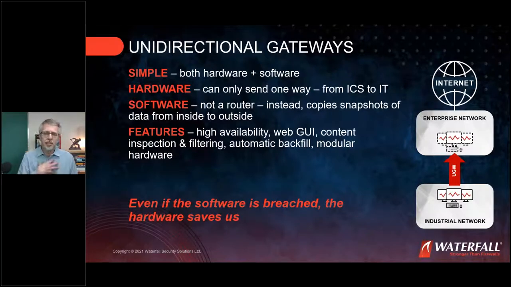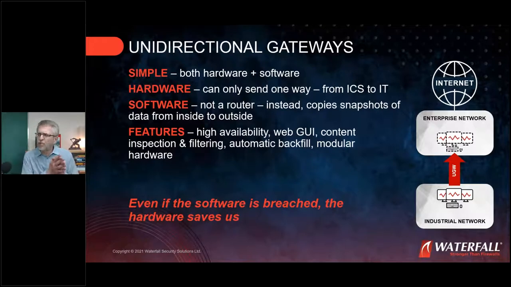The CPU runs software. What's the alternative? An alternative I'm going to talk about is called a unidirectional security gateway. A unidirectional security gateway is very simple. It is a combination of both hardware and software. The hardware is physically able to send information in only one direction, and the software takes snapshots of industrial data, pushes it through the strange one-way hardware, and makes that data available to the business so that the business can profit from access to the industrial data.